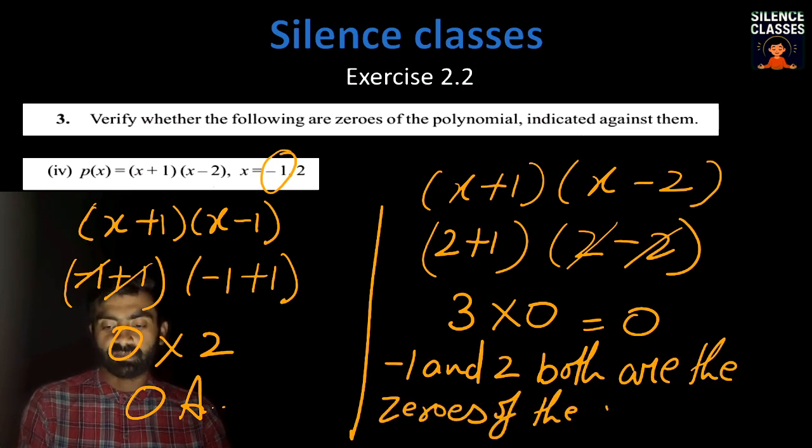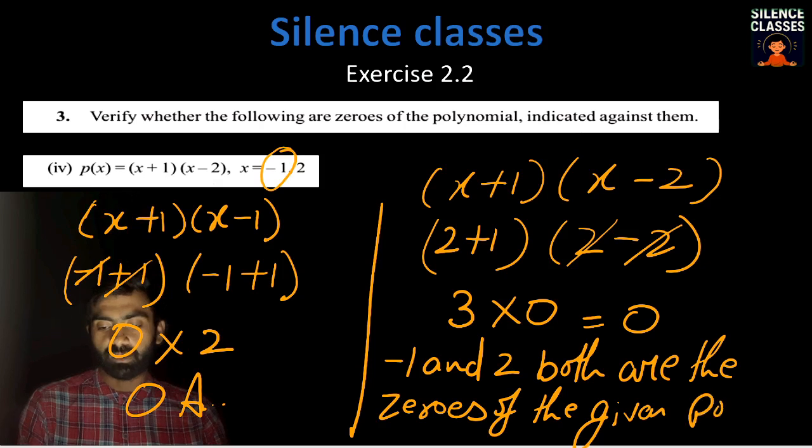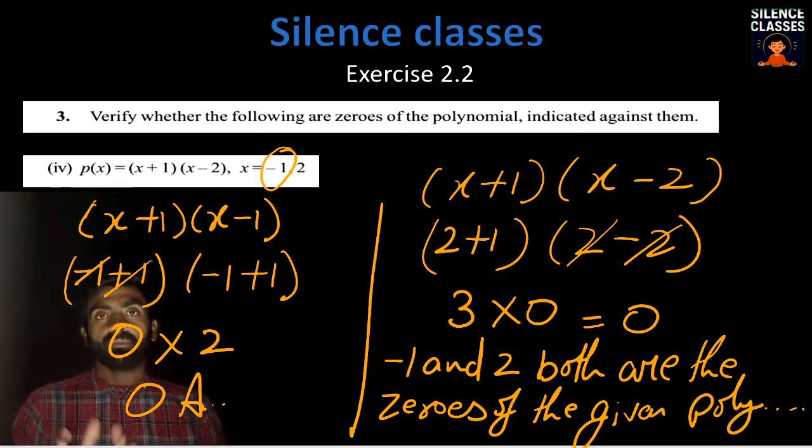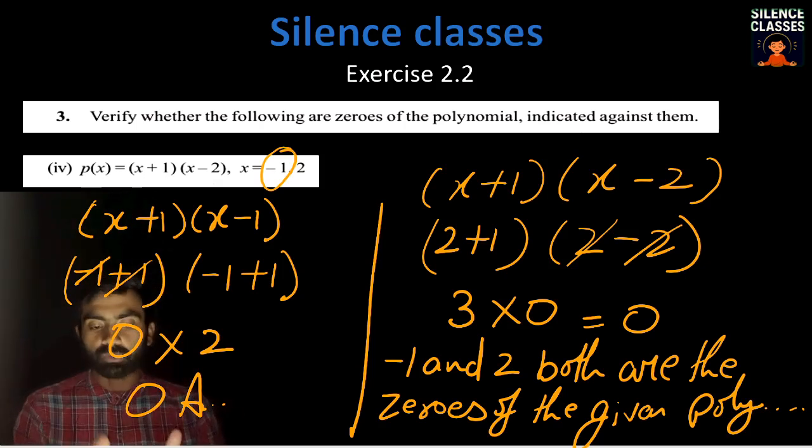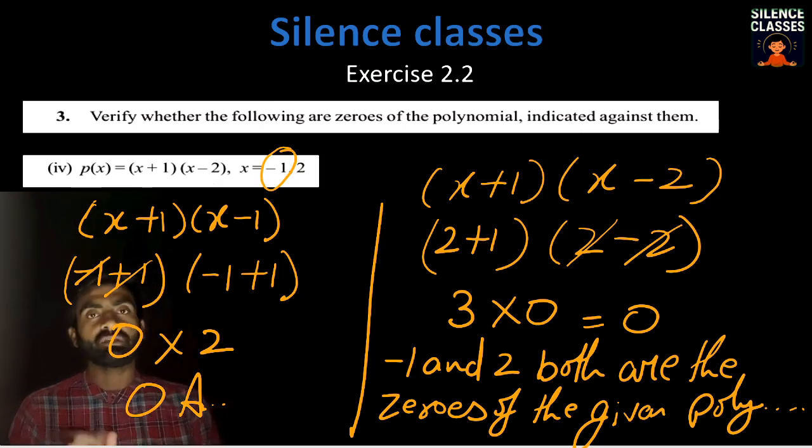Okay, the questions are very easy guys. You just have to put in the place of x whatever number is given to you, solve the equation, and check whether 0 is coming or not. If 0 is coming, then we can definitely say yes, this is a zero of the given polynomial.